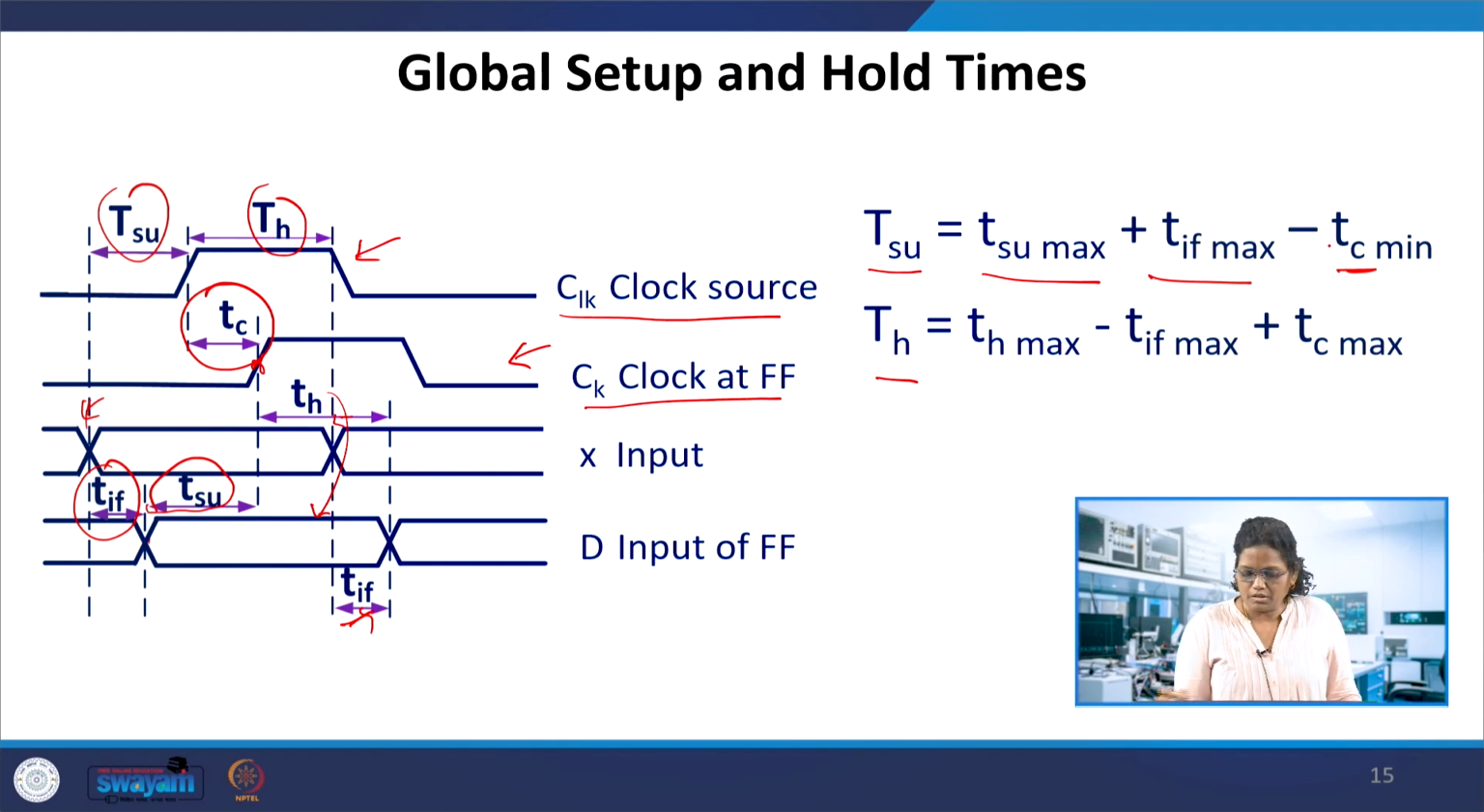So, minimum it is, and hold time similarly, this TH of the flip flop minus this input to flip flop delay needs to be subtracted, and then add the TC max, that is TH from here. So, the global setup and hold time can be obtained from the setup time and hold time of the flip flops, and if you know the input to flip flop delay and clock delay, then this can be found.